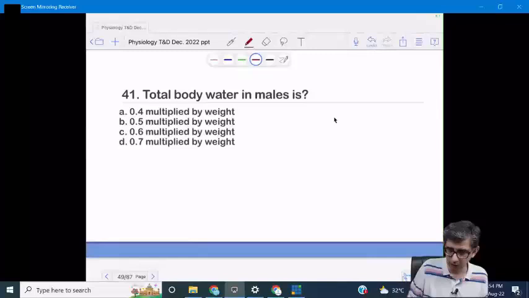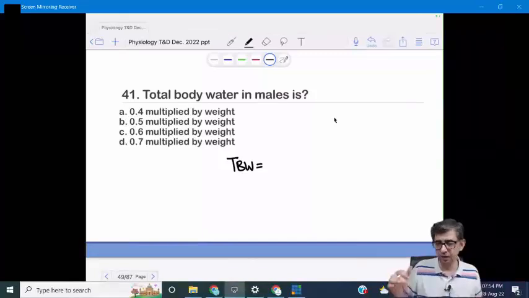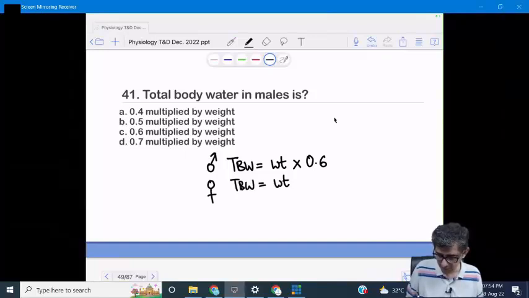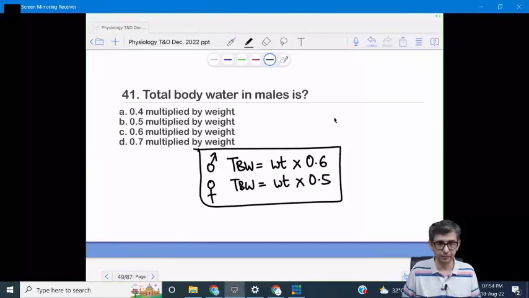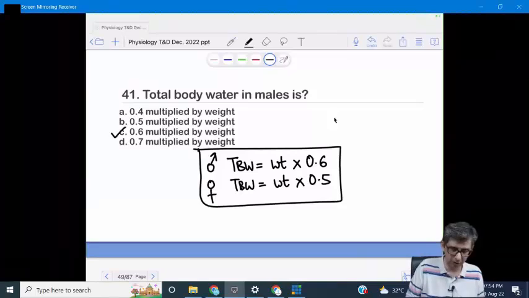Total body water in males. So in women, fat in the body is more, and in males, it is water in the body that is more. So to calculate the total body water with respect to a male patient, you have to multiply the weight by a value of 0.6. For a female, the total body water will be weight multiplied by 0.5. Yes. Answer to question number 41 will be option number C, 0.6 multiplied by weight.